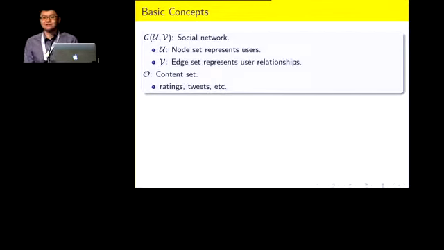Before the discussion, let me introduce some basic concepts we use in this paper. We model the social network as a directed graph, and this graph contains two parts. The first part is a node set that represents users, and the second part is an edge set that represents user relationships. In addition, we denote a content set O, which indicates the content in the social network. The content can differ across social networks, such as ratings, tweets, and so on.